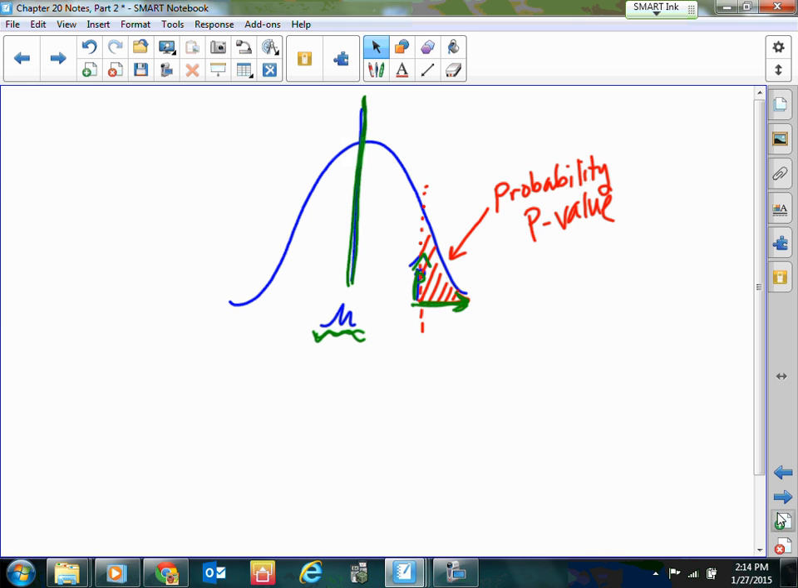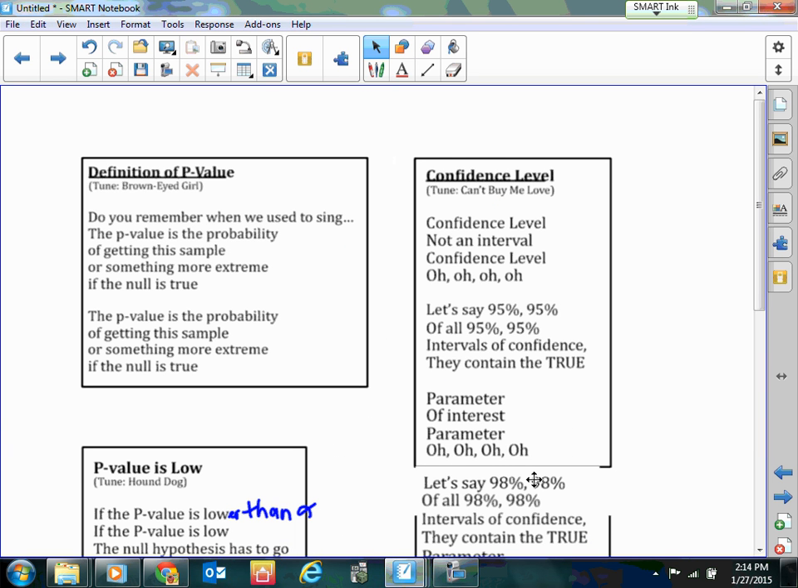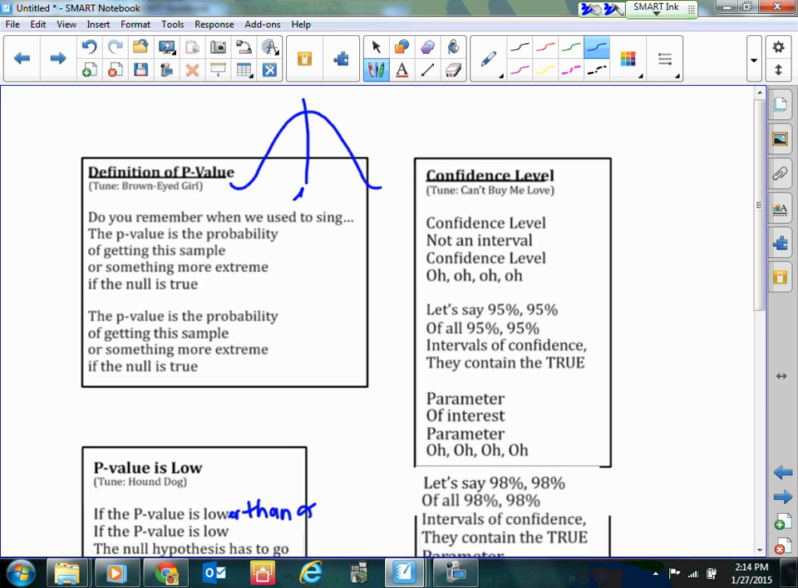So I made a song about it. Okay, so that's right here. You can turn to the front of your packet. It's in there. You don't have to, because I'm going to leave this up here. But let me explain. Again, if this is your mean and your null hypothesis, the p-value is the probability of getting this sample or something more extreme if the null is true. So you have to really get that and groove to that.